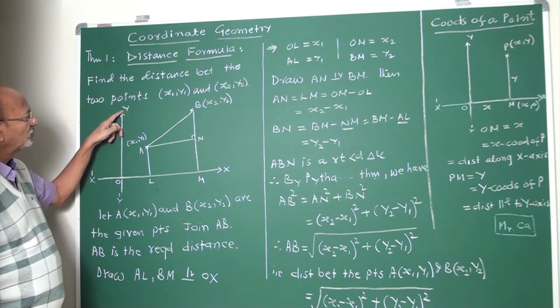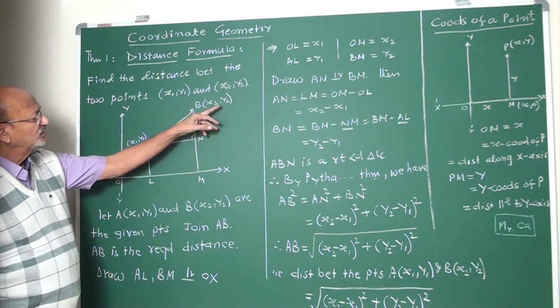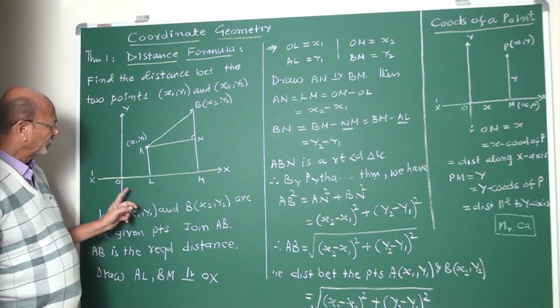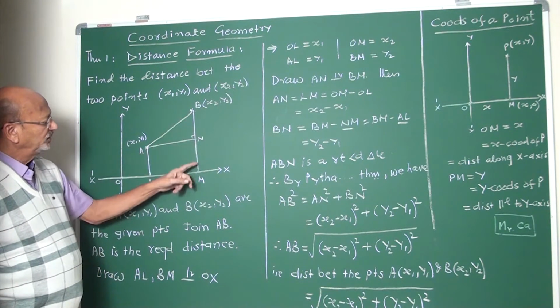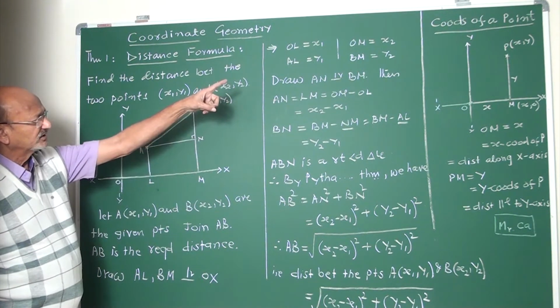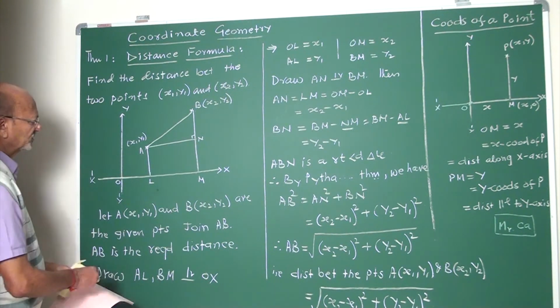BM is parallel to the y-axis. That gives the y coordinate of the point B. What is the y coordinate? y2. Therefore, my friends, OM is x2 and BM is y2. I have written that there. After writing that, we need one more construction. What is that?